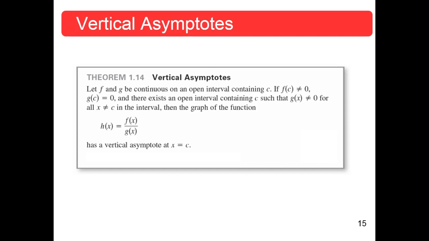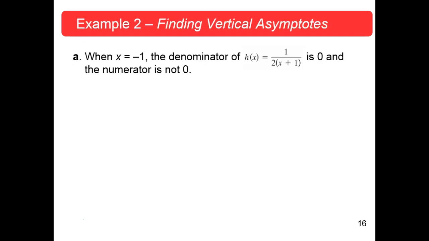Then the graph of the function h of x, and we'll call this the rational function, f of x over g of x, will have a vertical asymptote at x equals c. If that f of x could have been 0, you can't say this. But if f is not equal to 0, and the denominator is 0 at x equals c, then you are guaranteed to have a vertical asymptote there, and you're going to have what they call infinite limits. In other words, no limits. Okay, limits going to infinity.